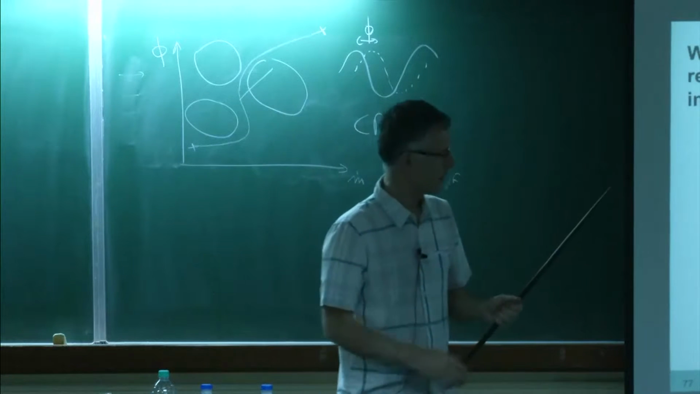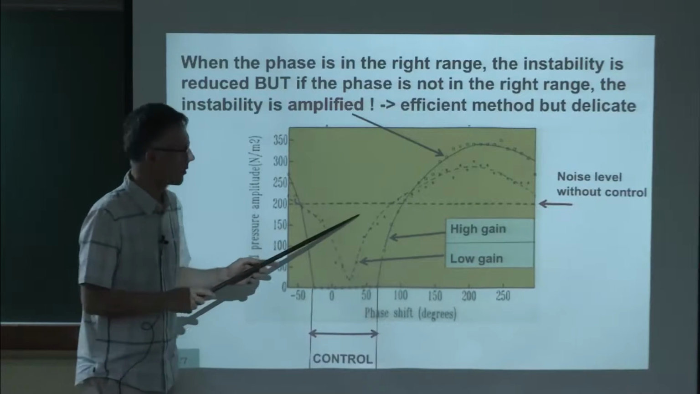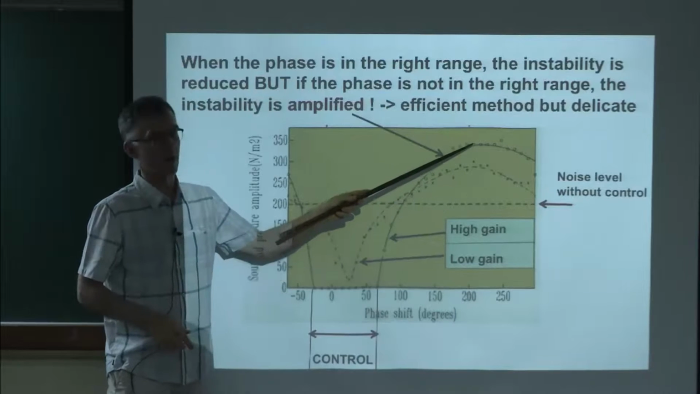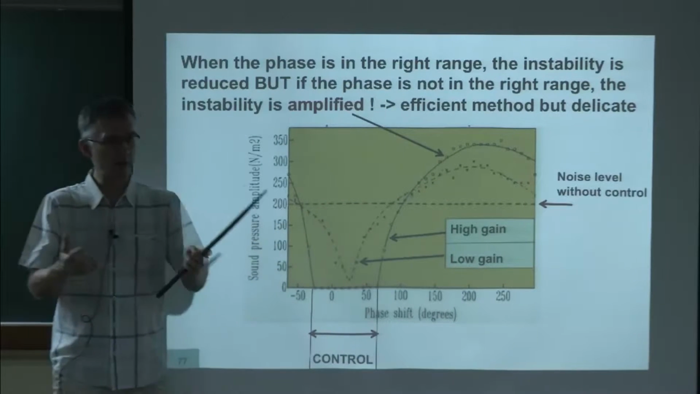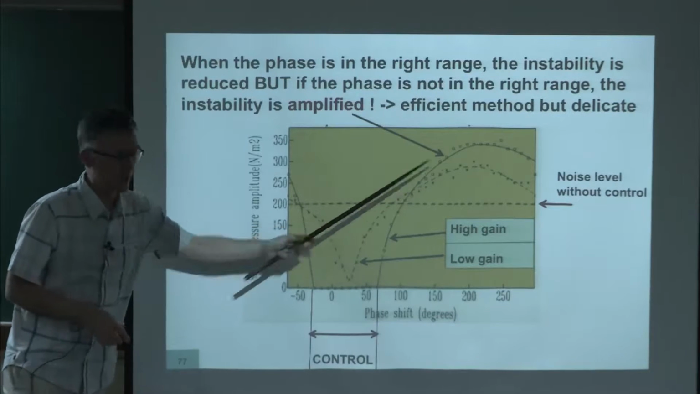Now the difficulty also is that you want to be careful there because if you go on the wrong phase, then you're making more noise. In the same way that you can compensate the natural loop, you can also excite it. So it's a good system, but don't get the phase wrong.